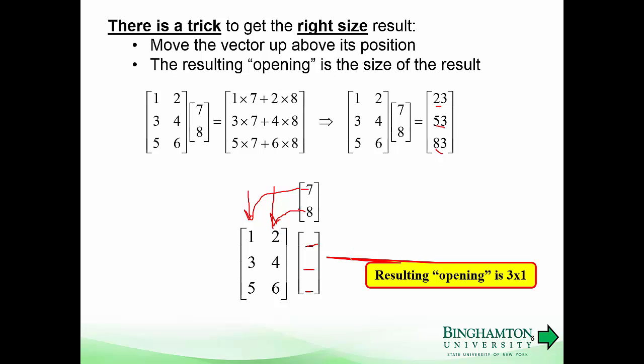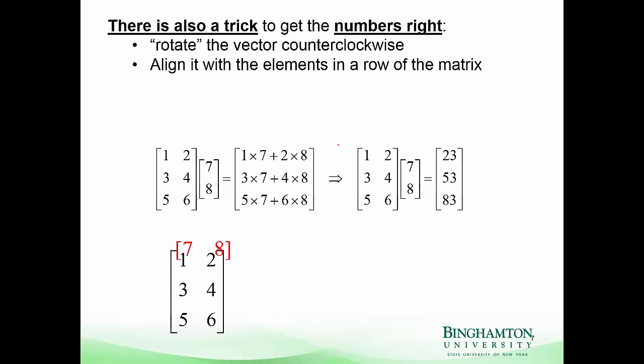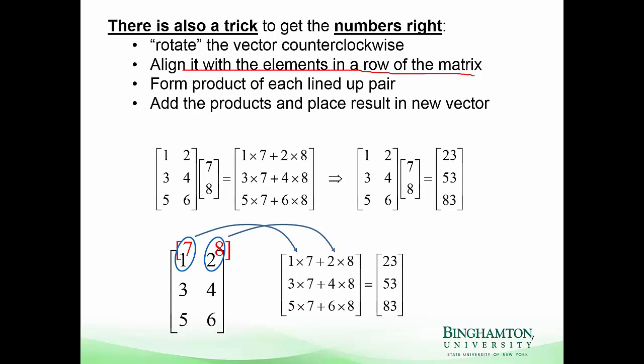So that's the number of columns on the left have to be equal to the number of rows. So when we fold it over or rotate it over, you get something that looks like this. So now we've kind of aligned it there, and so that's the trick. And then what we do is, we rotate the vector counterclockwise, align it with the elements in a row of the matrix, and then we form the product of each lined up pair.